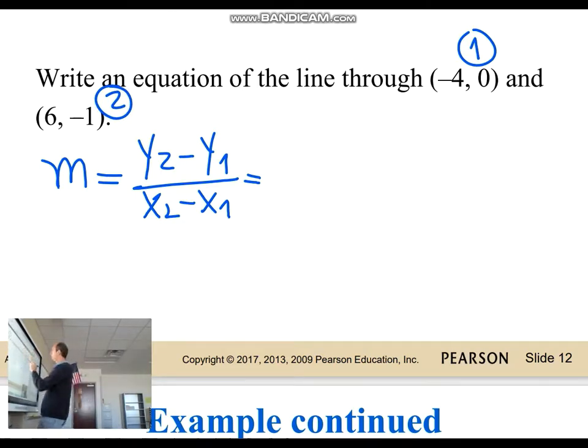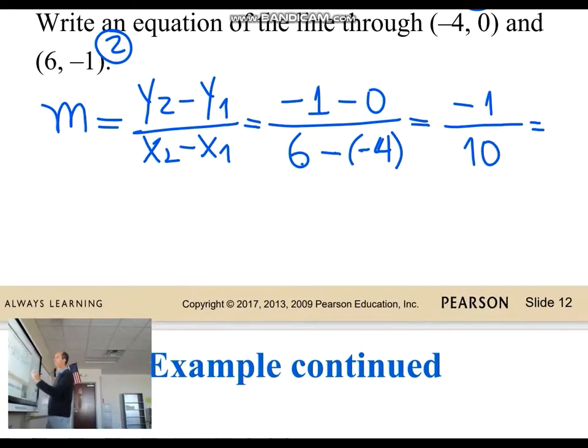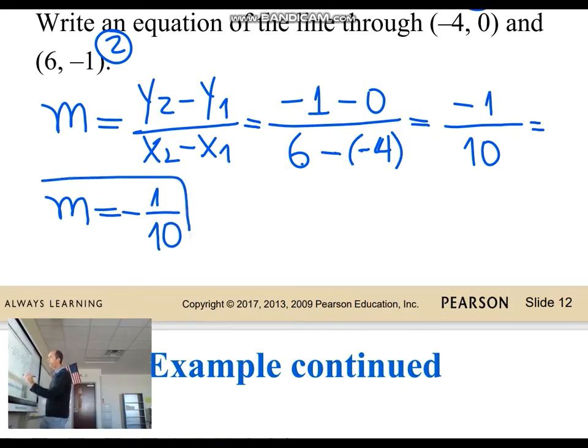y2 is going to be -1 minus 0 over, and x2 is 6 and x1 is -4, minus -4. This is equal to -1 over 6 minus -4, 6 plus 4, 10. The slope equals -1 over 10. Well, we found the slope.